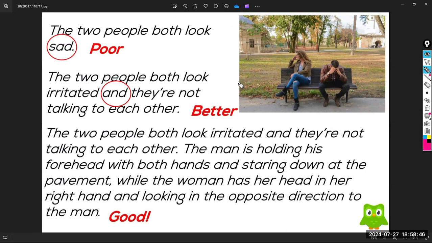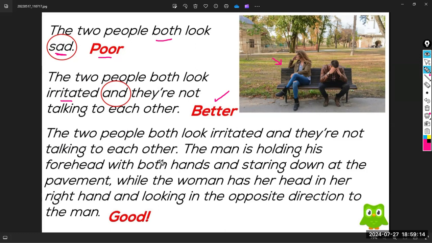Now, notice that I haven't finished yet. I'm still talking about the people I can see in the picture. So the two people, both of them, look sad. Now, if you want to say only sad, this is something poor. Please, you have to be more accurate by saying the two people look irritated, and they are not talking to each other. This is really better.